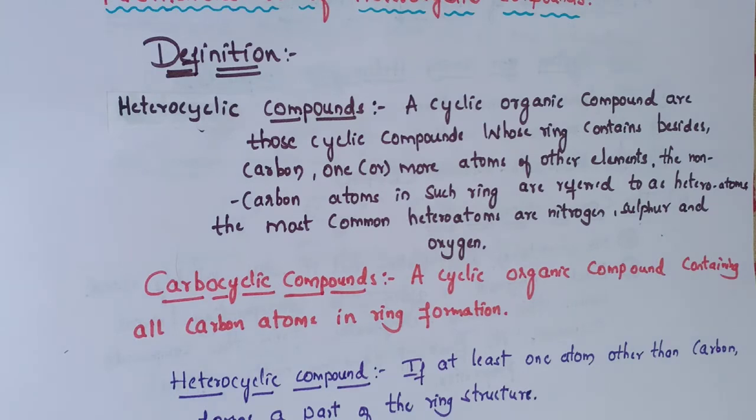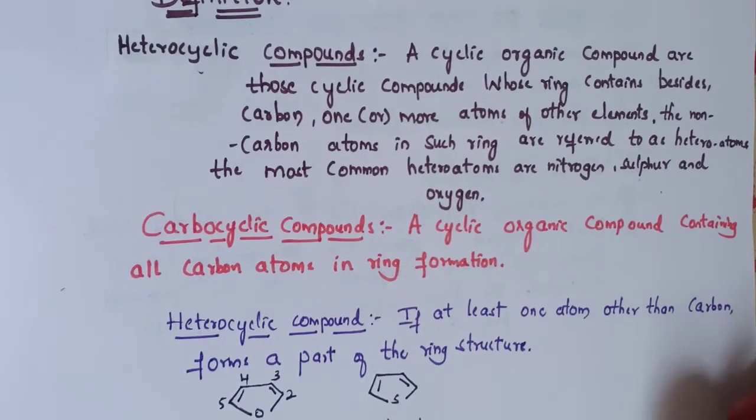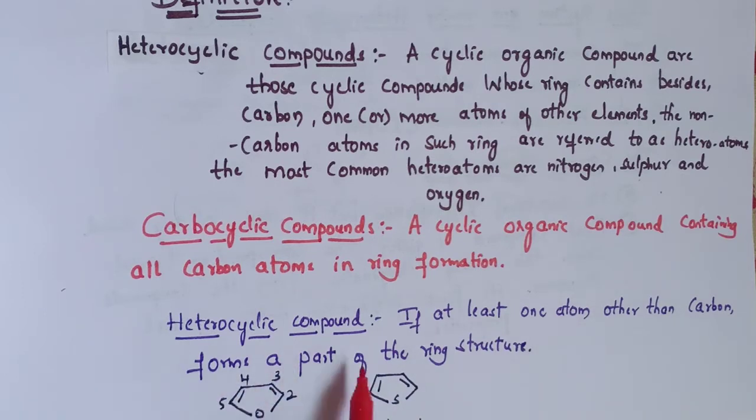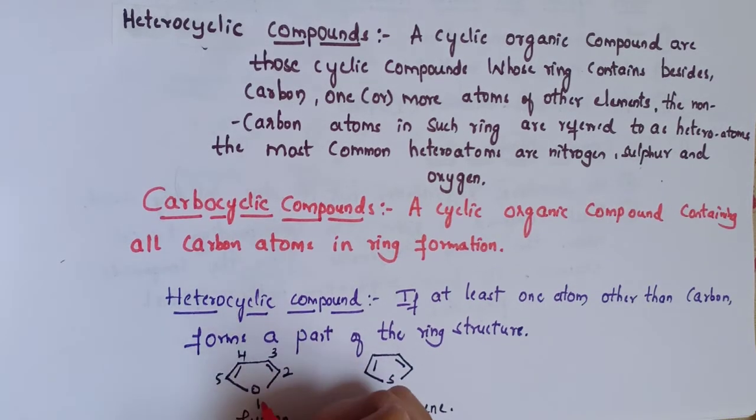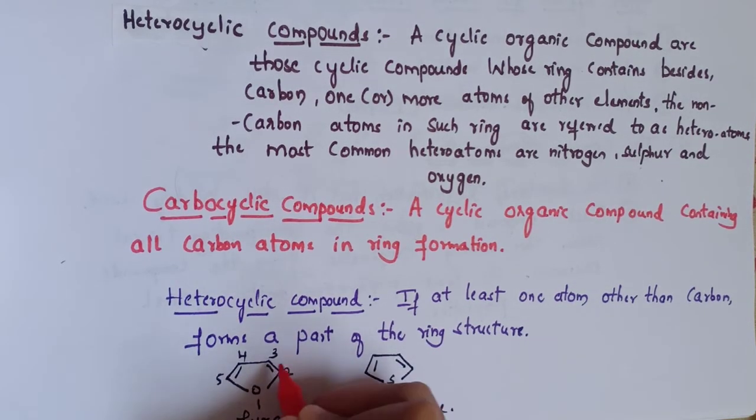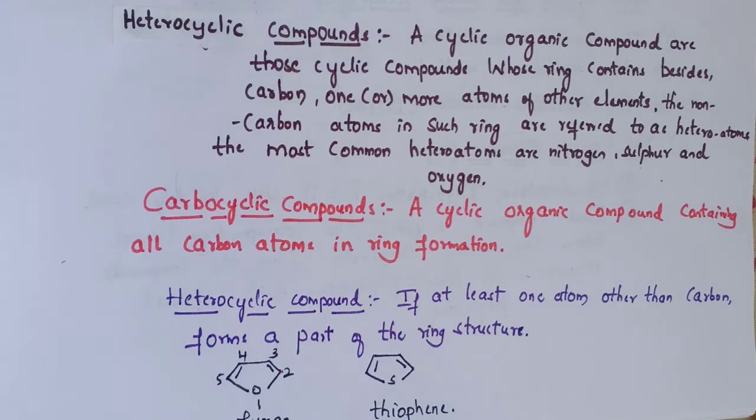But whereas if we see the heterocyclic compounds definition, if at least one atom other than carbon forms a part of a ring structure, then it is called a heterocyclic compound. See, here is a carbon and here is also carbon. The first atom is oxygen, the second one is carbon, the third one is carbon, the fourth one is carbon, and the fifth one is also carbon. Now in the place of one carbon, oxygen is replaced. So the compounds which have an atom other than carbon forming a ring structure are called heterocyclic compounds.